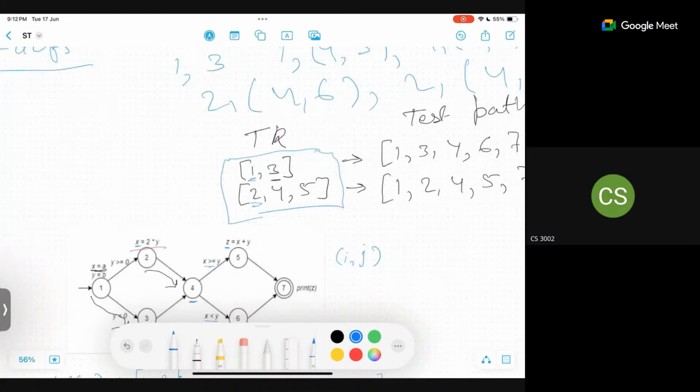Quick question. Assume that there are 5 definitions in the data flow graph, and I'm trying to do all defs. What is the minimum number of paths that I'll require? 5 paths minimum, because we'll have to take at least one for each. Yeah. One more question.